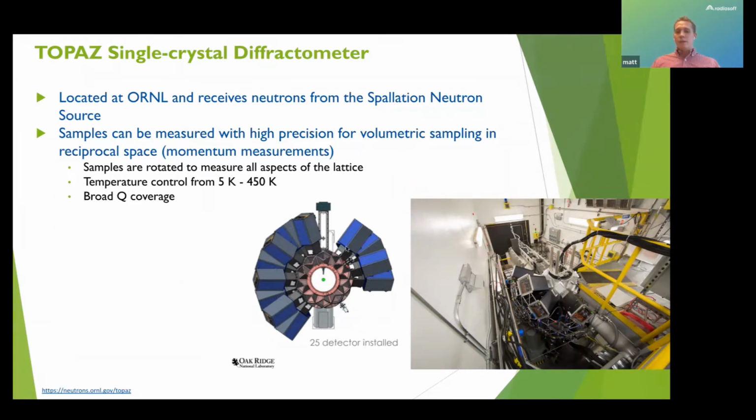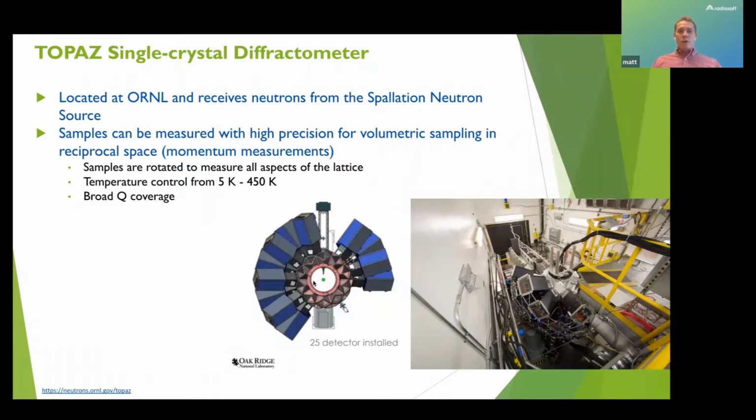We also have a nice diagram with the top view. So your sample is going to sit in the center here. It'll be bombarded with neutrons. They will scatter at some angle, and then the detectors in the array outside of the sample are going to be measuring the momentum of the scattered neutrons. And the nice thing about the TOPAZ experiment is that you can rotate your sample within the beam and get different measurements or aspects of the lattice of the particular crystal that you're looking at.